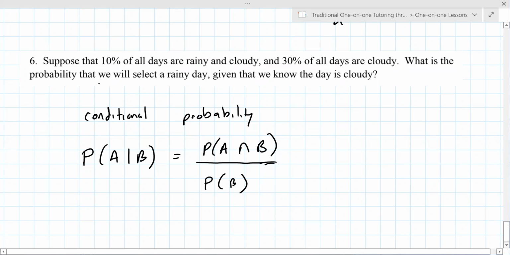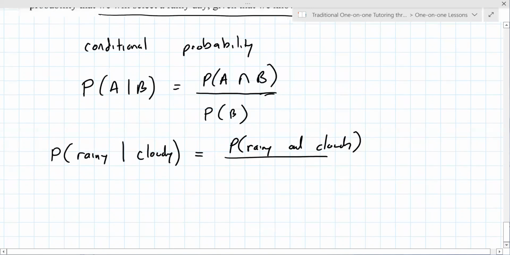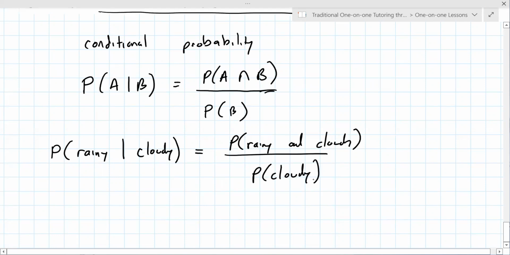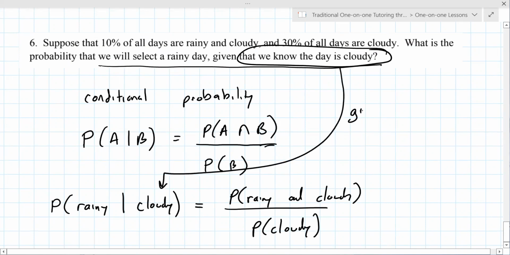So here's what we want. We want the probability that it's a rainy day given that it's cloudy. So probability rainy given that it's cloudy. That's what we're trying to figure out. So it's better to map these letters to yours. We want the probability that it's rainy and cloudy over the probability that it's cloudy. You do need to know the formula, but you immediately want to translate it to the things it says here. The given is that it's cloudy. That's the second part. The given goes after the vertical bar.